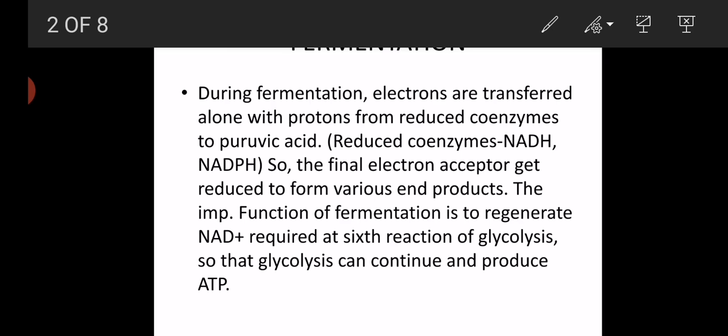The important function of fermentation is to regenerate NAD. NAD means nicotinamide adenine dinucleotide, a coenzyme. We know coenzymes and cofactors are different. For a specific enzyme, specific coenzymes or specific cofactors are required. NAD is the coenzyme for dehydrogenase enzymes, which catalyze dehydrogenation type reactions. So here the fermentation function is to regenerate or reproduce NAD, which is required at the 6th reaction of glycolysis.